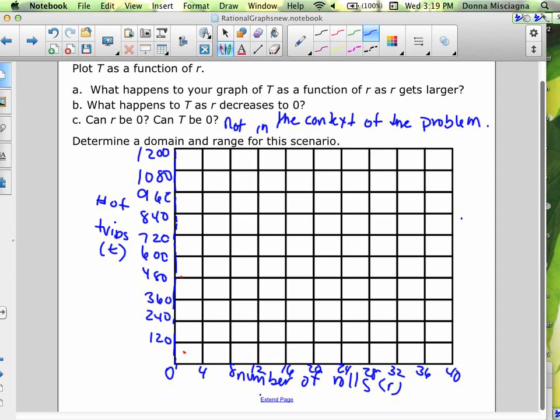All right, so let's do domain and range. I suppose we could include the original truck. Right, so domain is the number of rolls. So theoretically, what's the least number of rolls we could carry? 1. Well, how many does the cat carry?